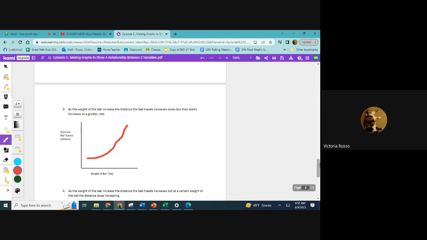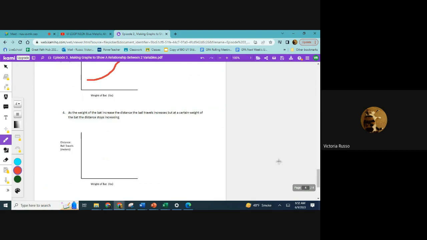And then our last sort of relationship, and these are not the only 4: as the weight of the bat increases, the distance the ball travels increases, but at a certain weight of the bat, the distance stops increasing. So again, the line is going up, the distance the ball travels increases. So we're going up here, but then at a certain weight, it stops increasing. So this is going to level off. And that should be straight. Don't ignore that little peak there.